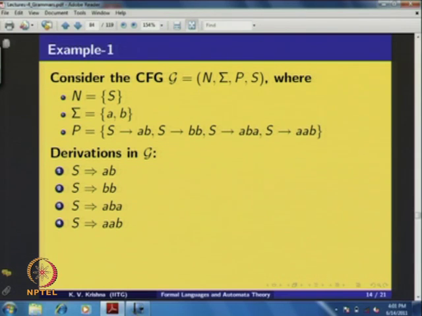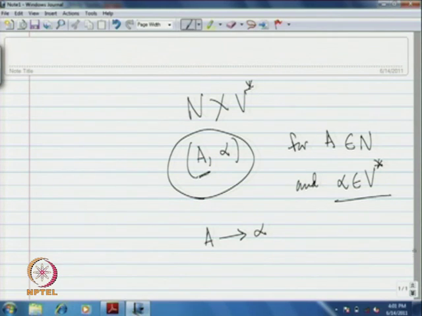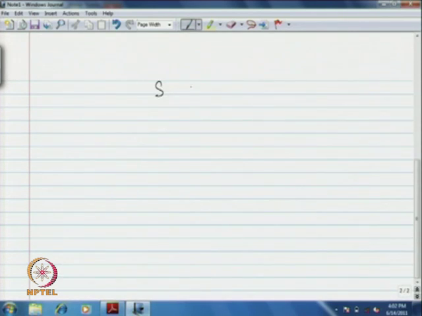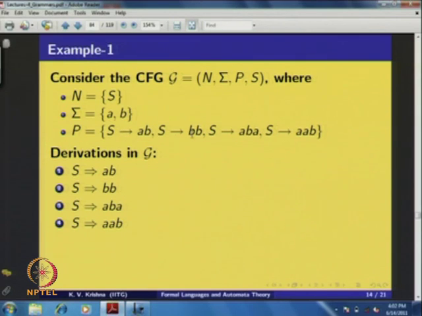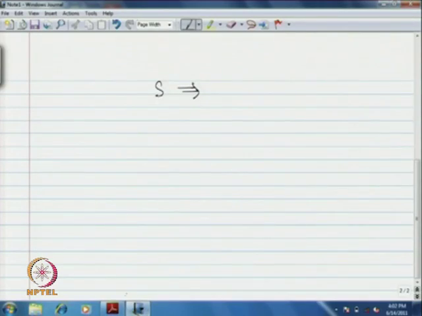There is only one non-terminal symbol, so you will start from the non-terminal symbol S, and you have to apply one rule to get the next sentential form in the derivation under consideration. The possibilities you understand here are that you may apply the first rule or second rule, third rule or fourth rule. Whatever you apply, for example, if I apply the first rule, S gives ab, then to continue this derivation you require a non-terminal symbol, and there is no non-terminal symbol here, and thus you cannot continue this derivation by starting with the first rule.